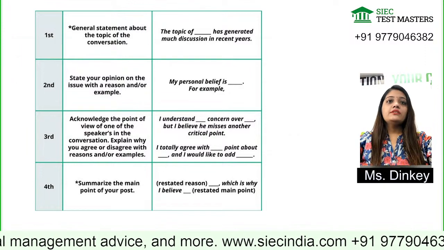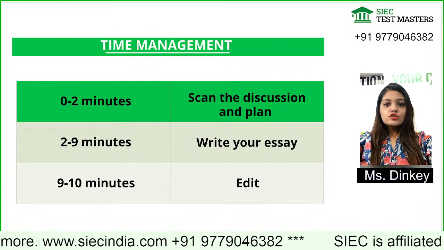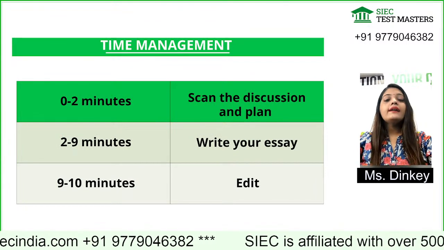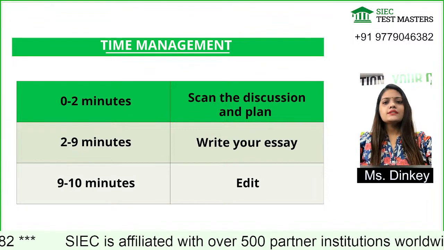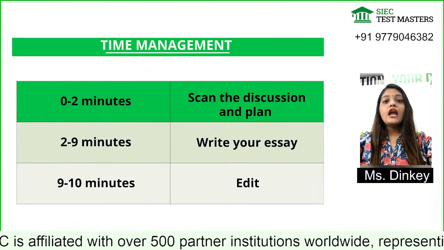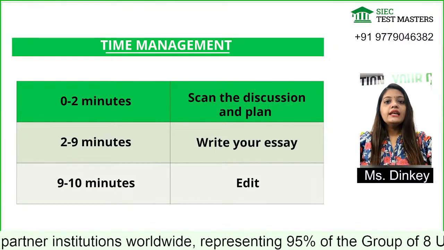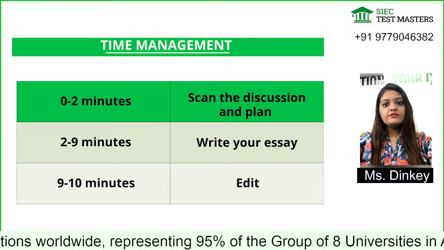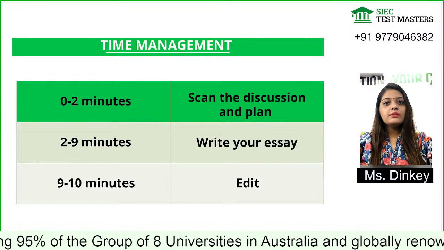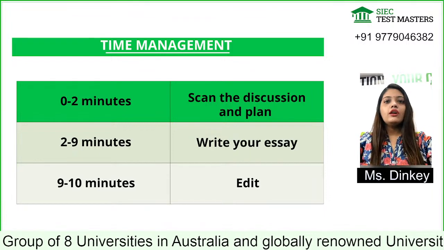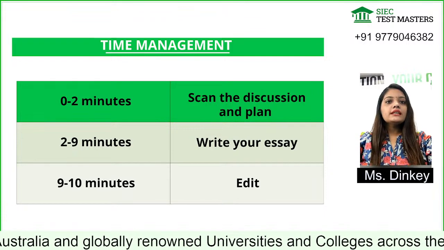Next is the time management. That is how we need to manage our time in this question type. So whenever we start writing it, for the first 2 minutes, we need to scan the whole discussion and we need to plan how we need to write, or even we can make notes for the same. Then in the next 7 minutes, we need to write our essay. After that, in the last 1 minute, we just need to proofread it and make alterations as per the necessity. So, moving to our next slide.